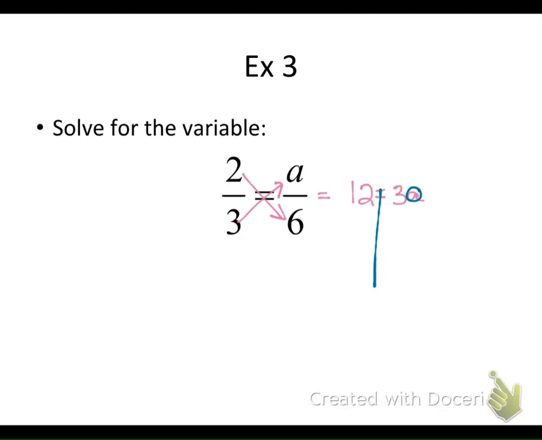Divide by 3 on both sides. So whatever I do to one side, I do to the other. That cancels. 12 divided by 3 equals? 4. So 4 equals a.